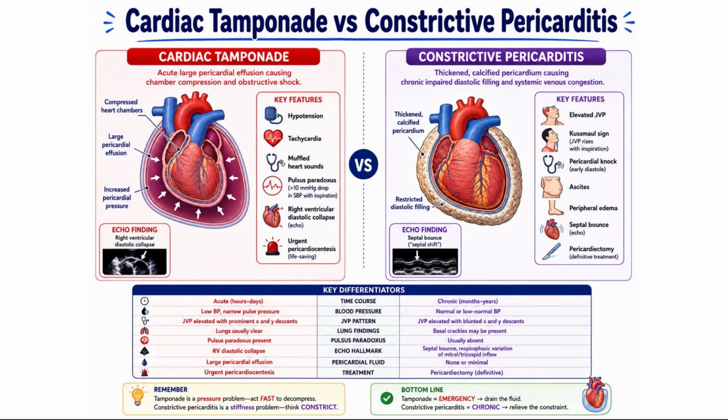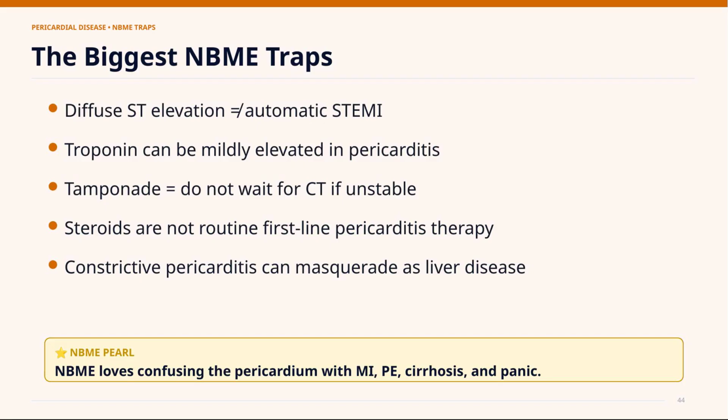Remember it this way: tamponade is a pressure problem. Act fast and decompress. Constriction is a stiffness problem. Think constrict. Think surgery down the line. Let's name the traps directly. Diffuse ST elevation does not automatically mean STEMI. Troponin can be mildly elevated in plain pericarditis.